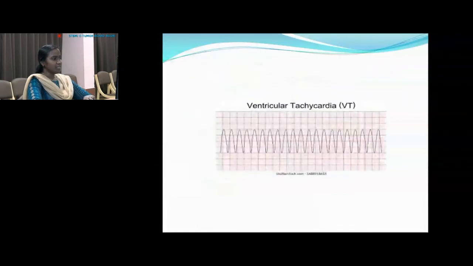See, this is ventricular tachycardia. This is monomorphic ventricular tachycardia. See here, there is the uniform pattern of PVC. Okay. Then next is ventricular fibrillation.